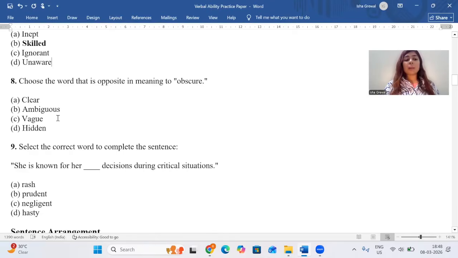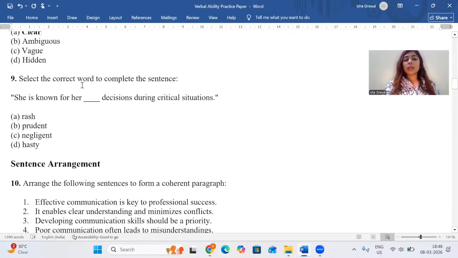Okay, question number 8, choose the word that is opposite to the meaning of obscure. Now see, clear, ambiguous, vague, hidden. All these 3 words, ambiguous, vague, hidden, are negative. Ambiguous means not clear, vague means not clear, hidden also means not clear. So the only option that is the odd one out is going to be clear, right? So the meaning of obscure is ambiguous, hidden, not very clear, and the opposite of the meaning will be clear.